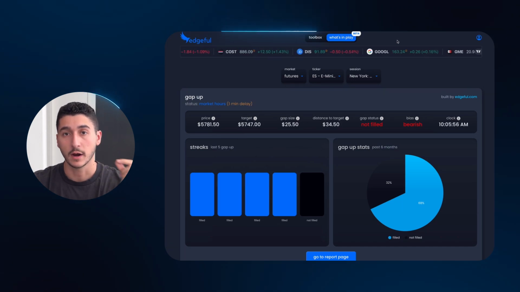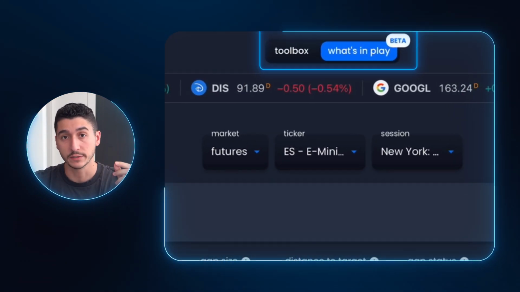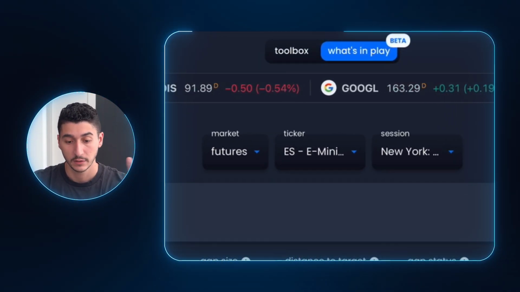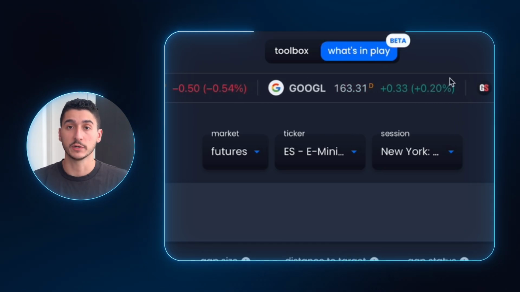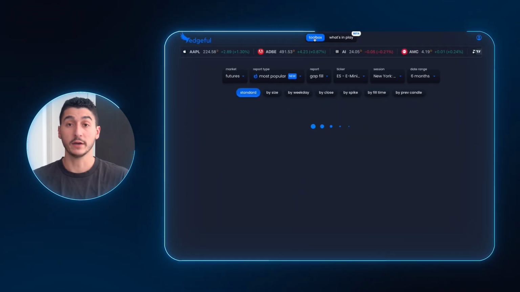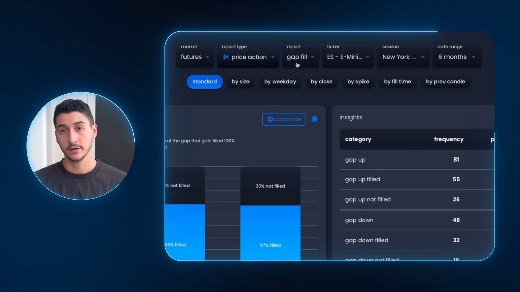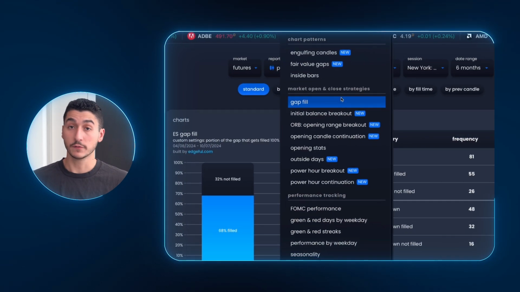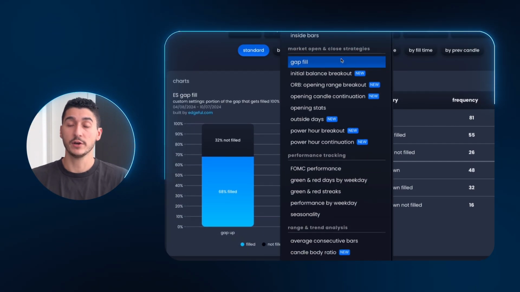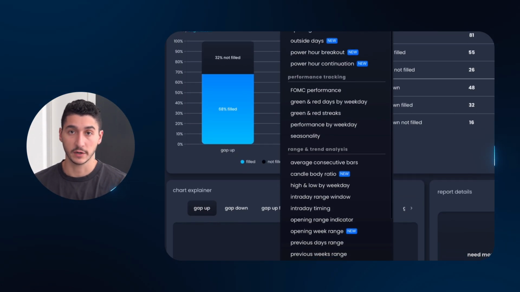I'm going to talk about our newest feature, the What's in Play section. So, what's the purpose of the What's in Play section? Why did we build it? One of the biggest pieces of feedback that we were getting was there's so much good information on edgeful, but how do I know what to focus on and when to focus on it?